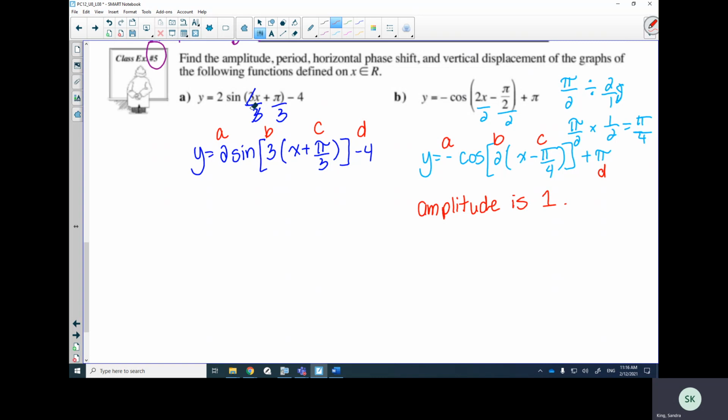Okay, the B value. The B value tells you about the period. So the formula for the B value, or for period, is 2 pi divided by B. The period would be 2 pi divided by 2. The period of this graph is pi. It's going to repeat itself every pi radians.